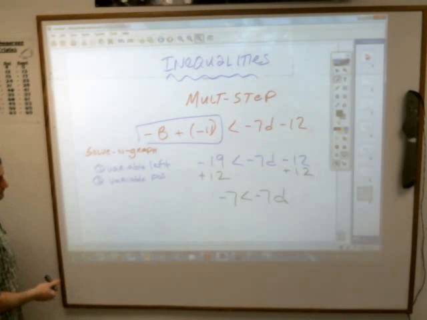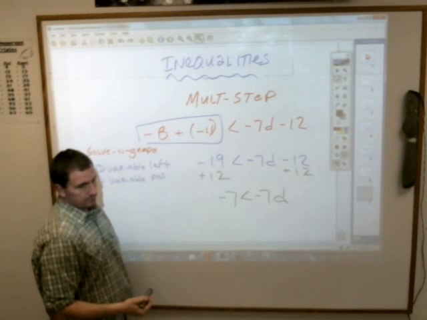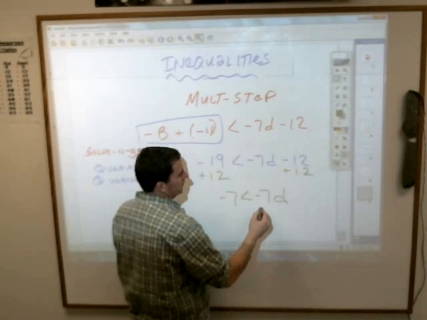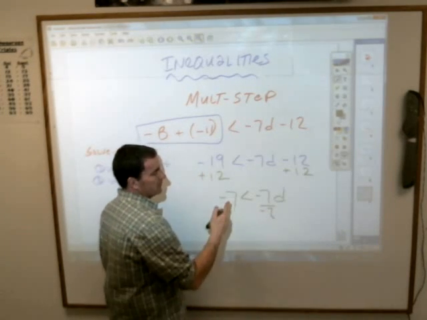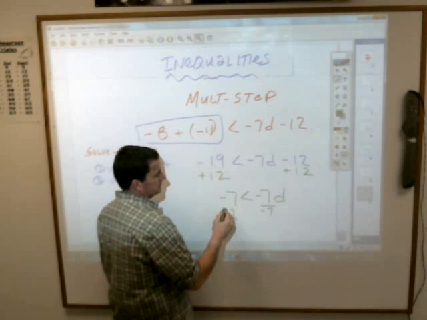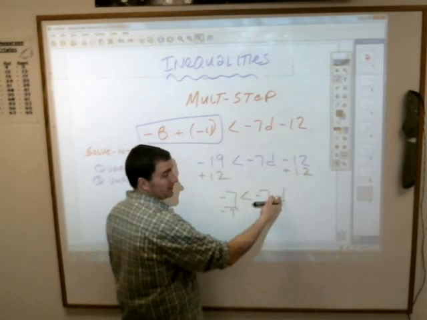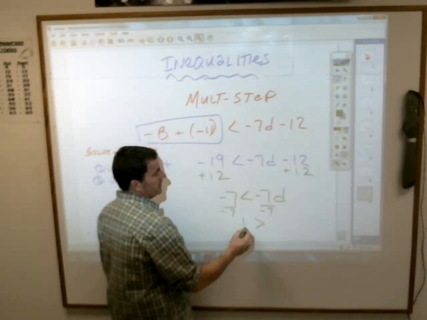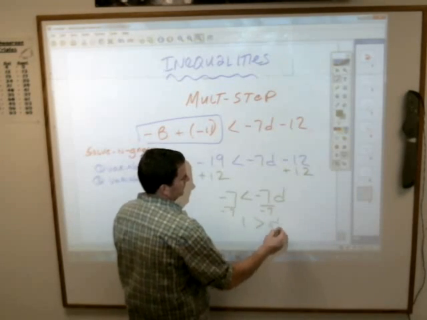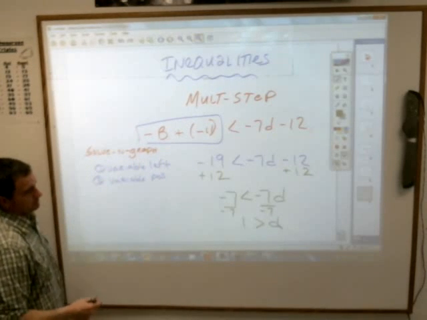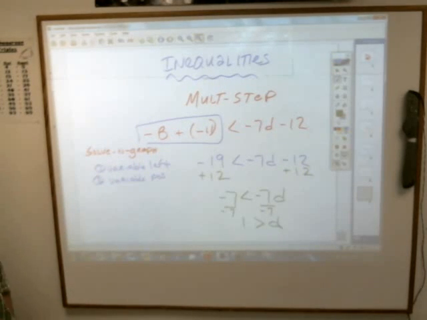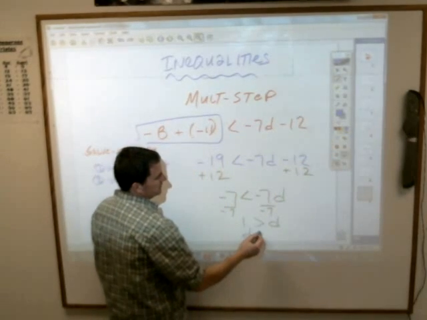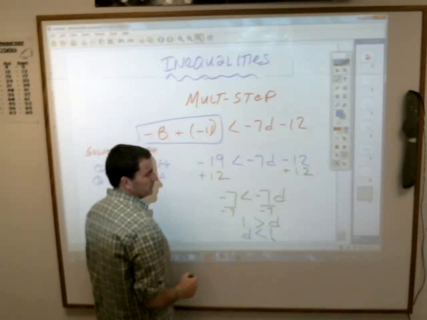Steph? Then I would divide by -7. All right. What's the rule when you divide by a negative number? You switch the sign. I'm going to divide by -7, but since I changed the sign of my letter, that has to change as well. So I end up with a 1 is greater than d. And then since you have to put the letter on the other side, the d goes over here, but the sign also changes with that little move too.